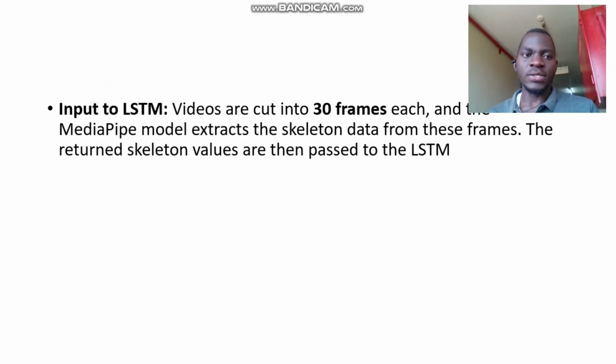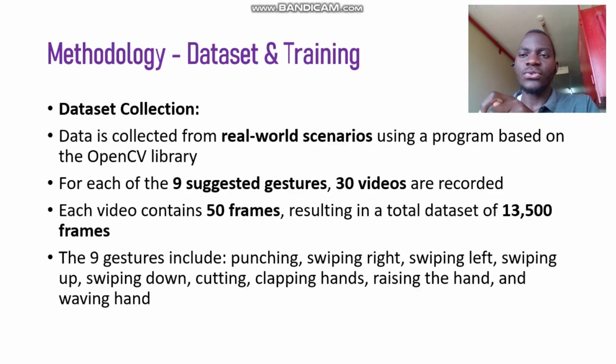So basically you input into the LSTM videos, let's say cut videos of 30 frames. Here they used videos, and these videos were put through MediaPipe. MediaPipe extracts the skeleton, and these skeleton values are the ones that are passed through the LSTM. So basically that's what it is.